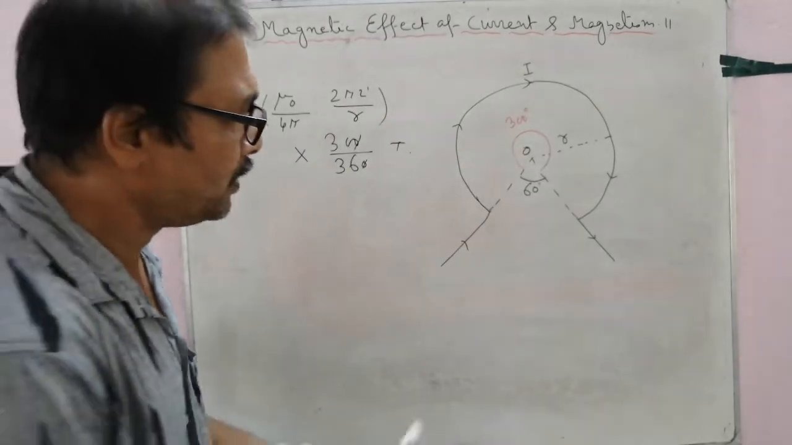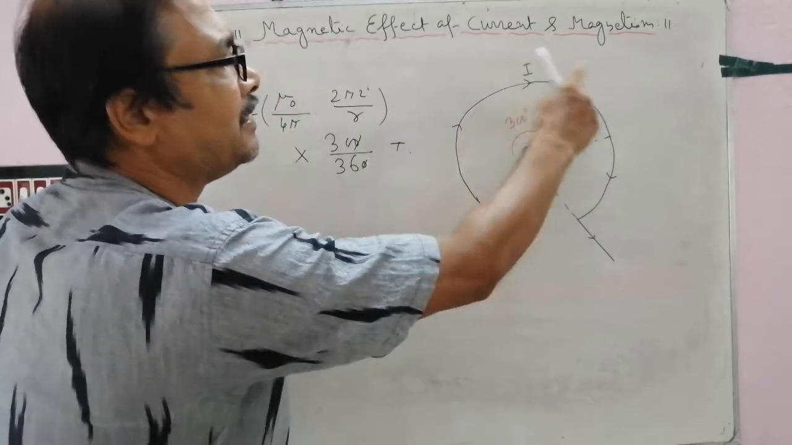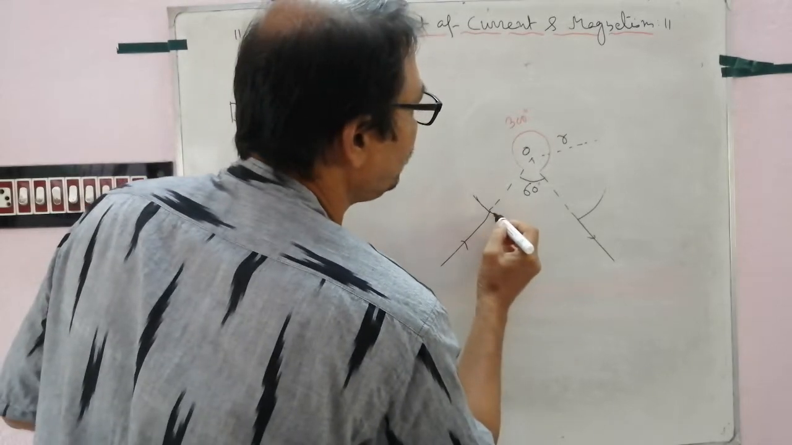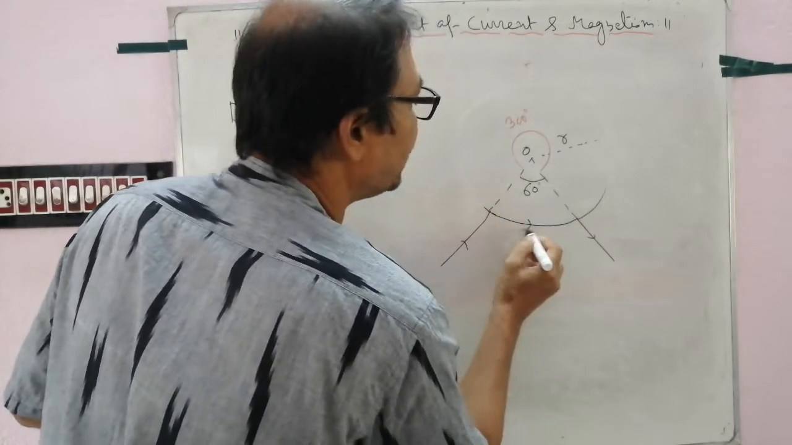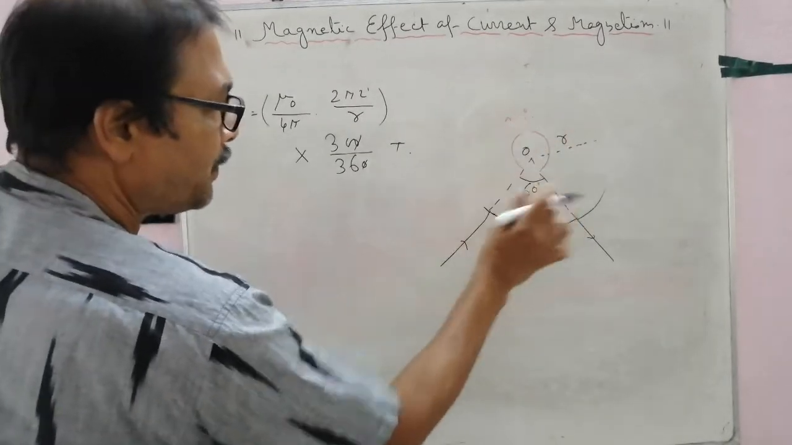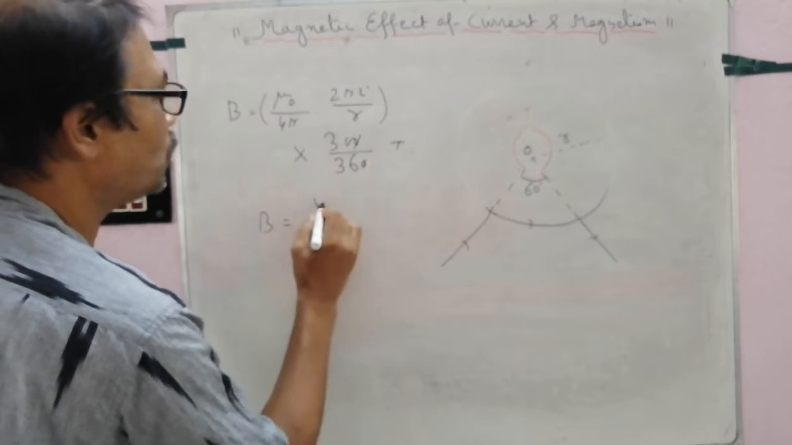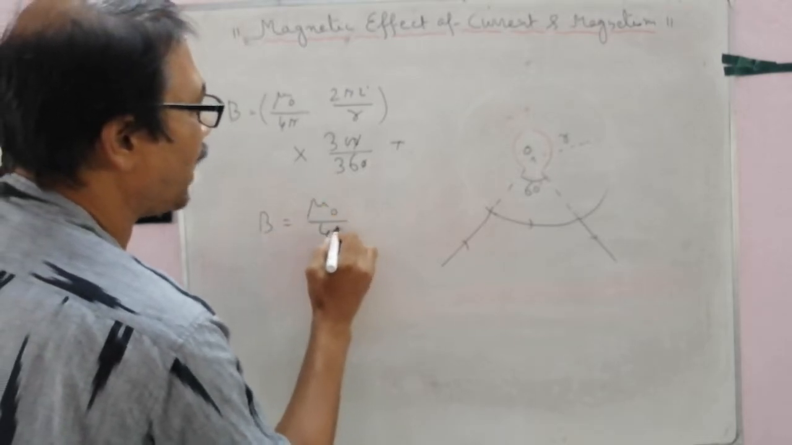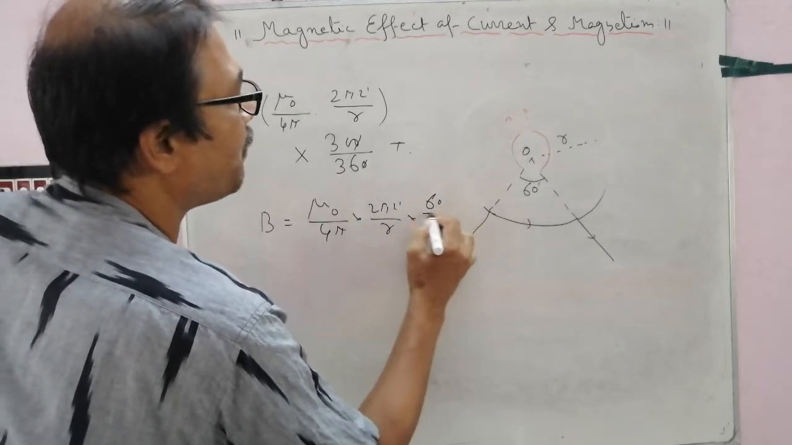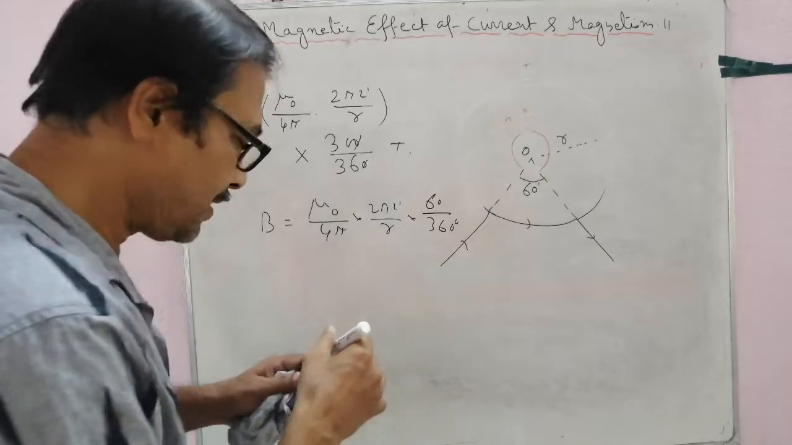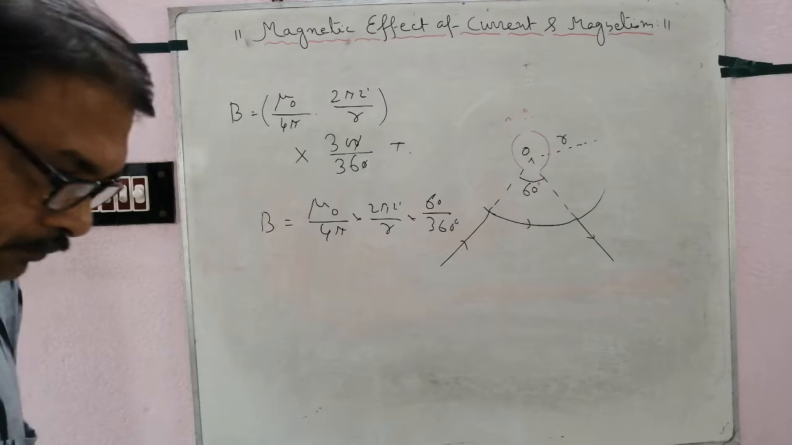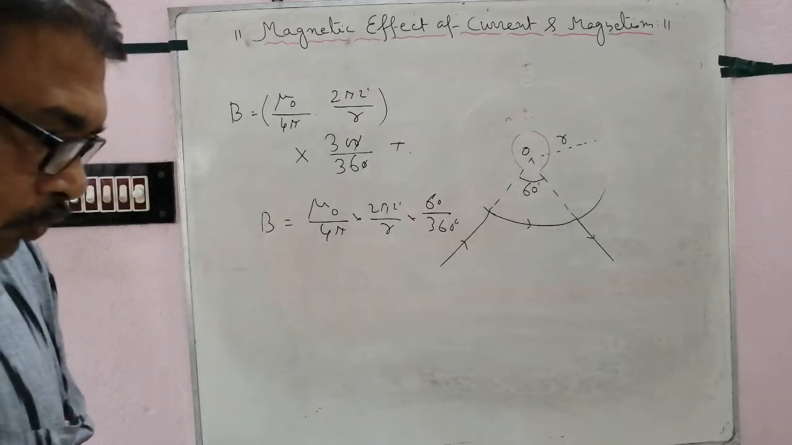Okay, but if only this portion is there and this portion is not here, then the field for this figure will be B equal to mu 0 by 4 pi into 2 pi I by R into 60 by 360. Clear? For this portion, this is the correction, of course. Now come to the point.